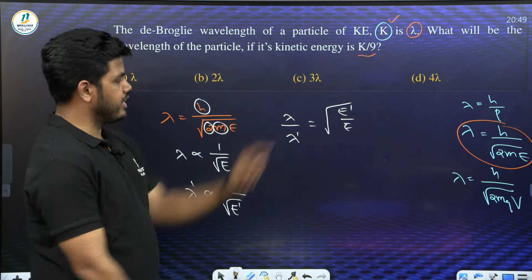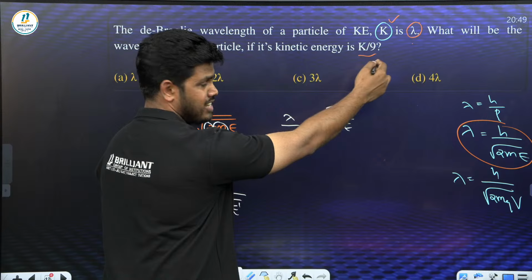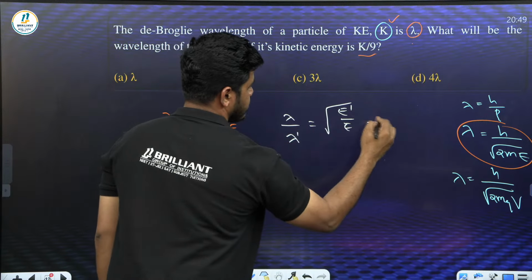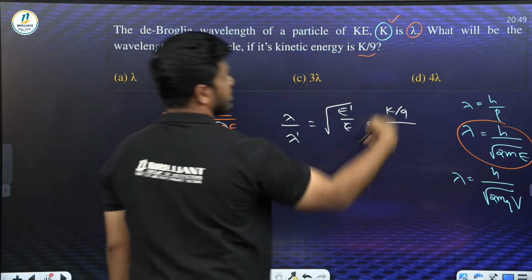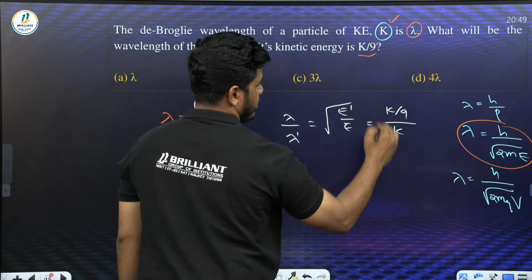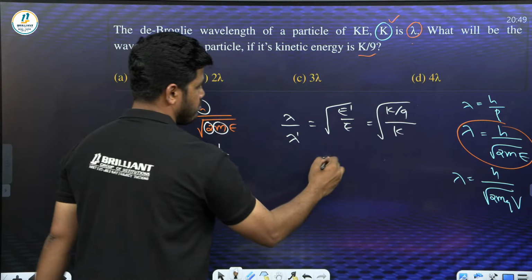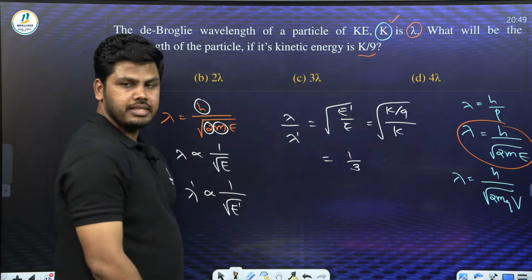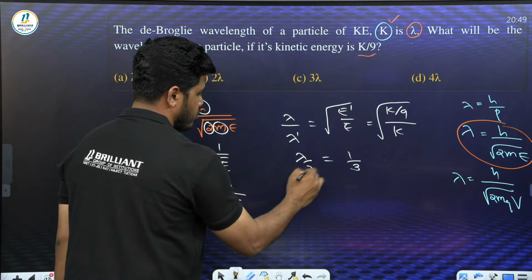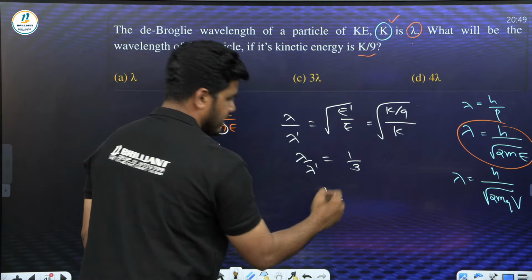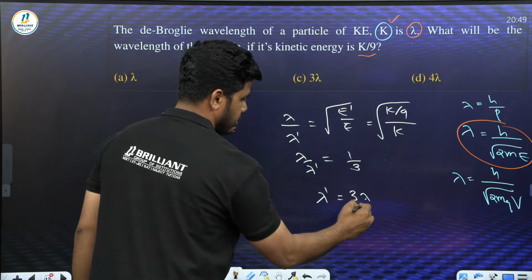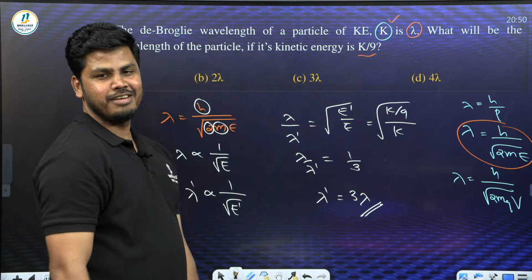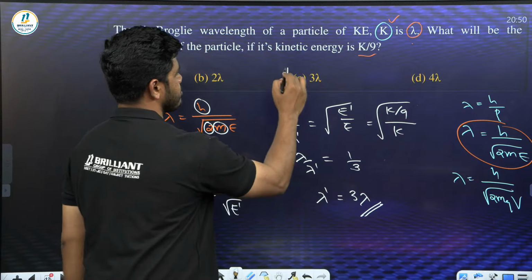What is the new kinetic energy? E dash is going to be E by 9. So E dash is going to be K by 9, and the initial kinetic energy is just K, so K gets cancelled. Root of 1 by 9 is going to be 1 by 3. Lambda by lambda dash is 1 by 3, so lambda dash is going to be 3 lambda, right? 3 lambda is one of our options, option C.